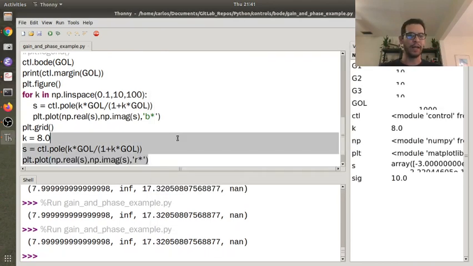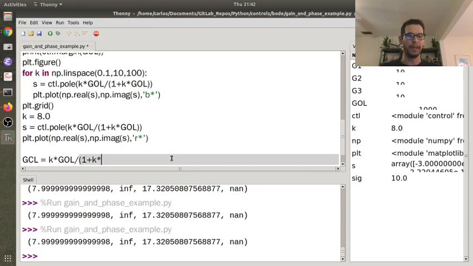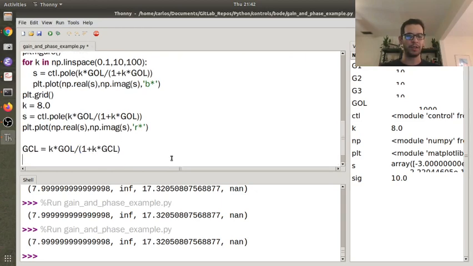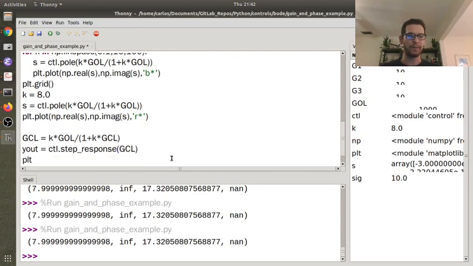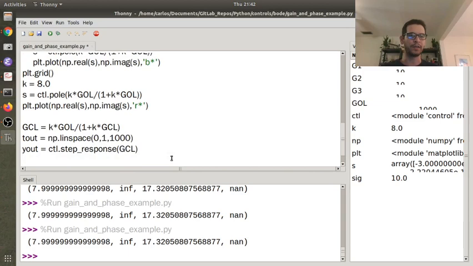So let's simulate this too now, just to really drive this home. So I'm going to say closed loop is k times GOL, or g open loop over 1 plus k times GOL. And then I'm just going to do, let's see, y out is cdl.step response. I'm going to hit it with a step of G closed loop. And I think if I don't give it the T out window, let's fine. So T out is np.linspace. Let's just do pi. So sigma is 10, so the natural frequency is 10. So if I just do pi for a second, I should get plenty of oscillations. And plt.plot, T out, Y out. I need a figure, plt.figure.